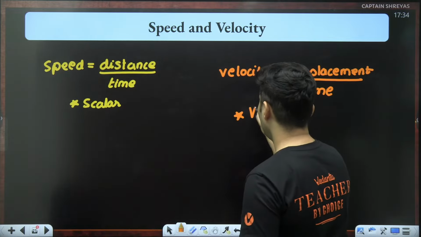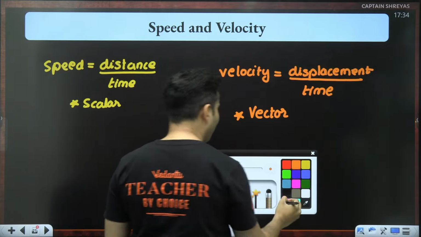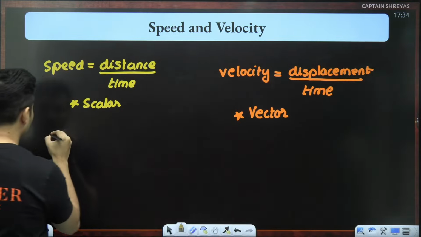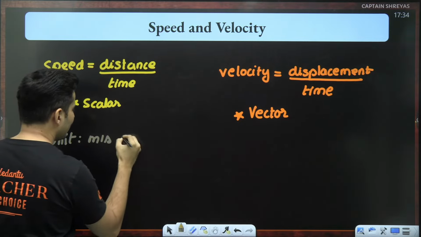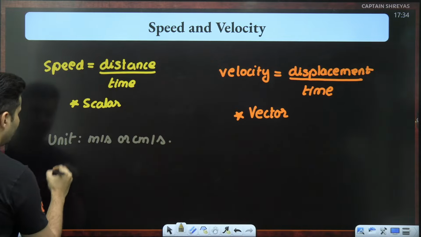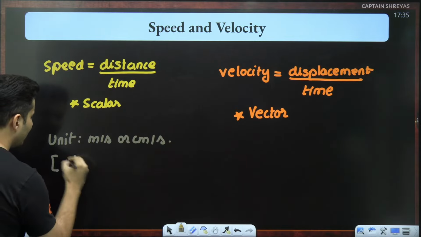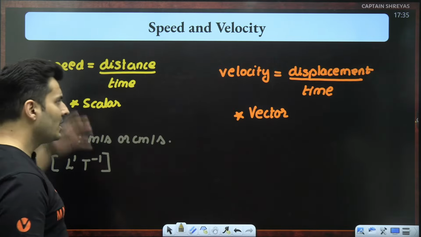So this is nothing but your vector quantity, correct? Whereas both of them have the same unit only. There is no difference in that. Either you use meter per second or you can use centimeter per second. And dimensions wise, this is meters per second. So L raised to 1, T raised to minus 1.